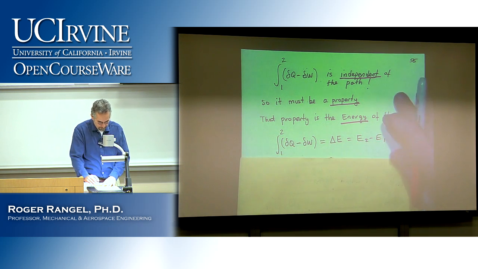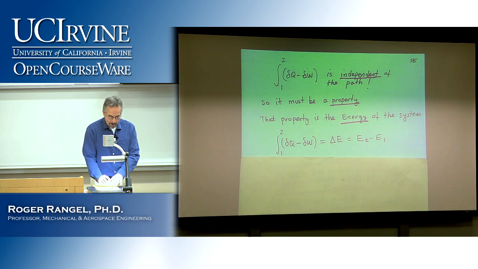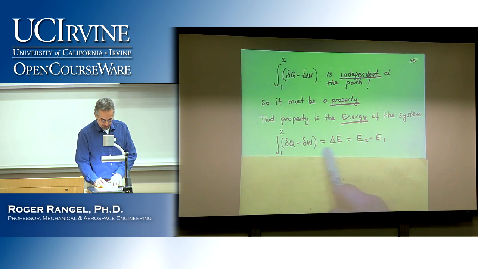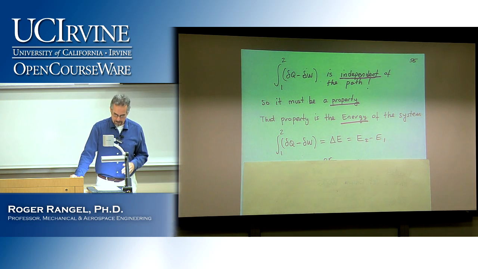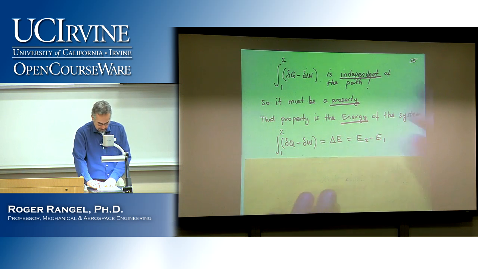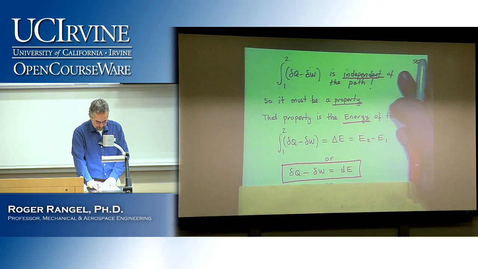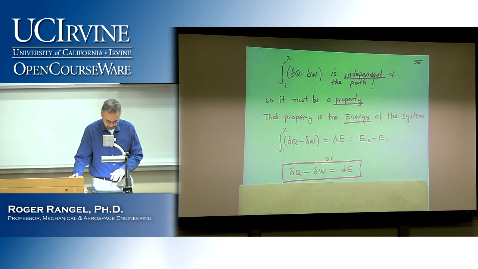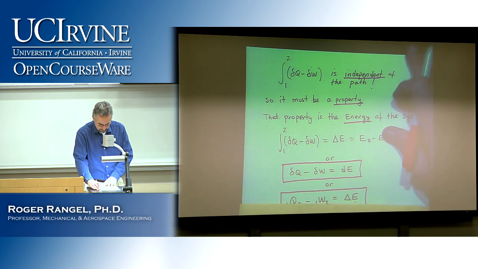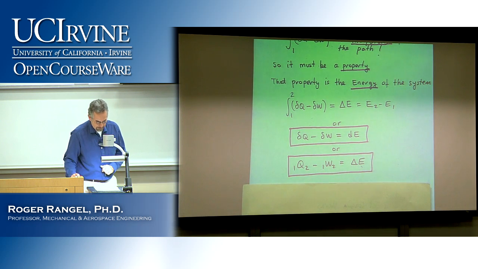So now, if that quantity in parentheses is the energy of the system, then of course what I am measuring is the changing energy. As I go from 1 to 2 and I measure the integral of dq minus dw, I'm measuring the energy of the system. So that, my friends, if I write it in that form, is the first law of thermodynamics. I can write it like that, or I can write it like that.